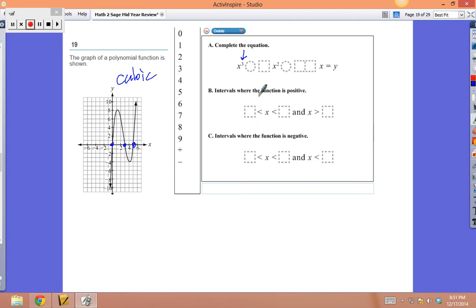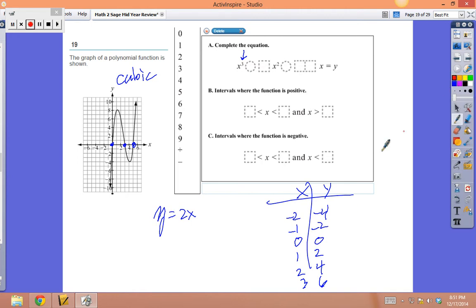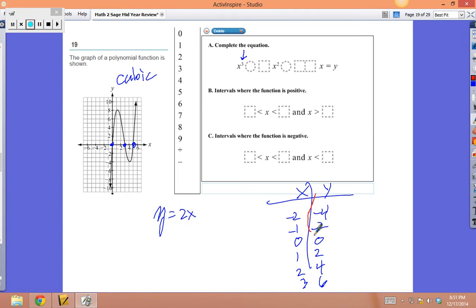Okay, the function is positive when it spits out positive answers. So if you have this function right here, y equals 2x, if we do a table for y equals 2x, 0 will spit out a 0, 1 will spit out a 2, 2 will spit out a 4, 3 will spit out a 6, a negative 1 will spit out a negative 2, a negative 2 will spit out a negative 4. So this function is negative when your outputs are negative. So right here, the function is positive when your outputs are positive. So right here, that's when it's positive, that's when it's negative.